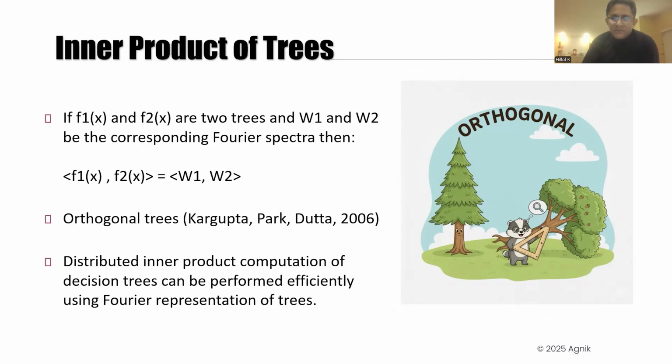So this efficient representation can be used for computing the inner product, comparing trees, and doing other interesting stuff like the orthogonal trees. And you can use the distributed inner product computation algorithms like the ones that we described earlier for comparing discrete structures and essentially performing an algebra of discrete structures like decision trees efficiently.